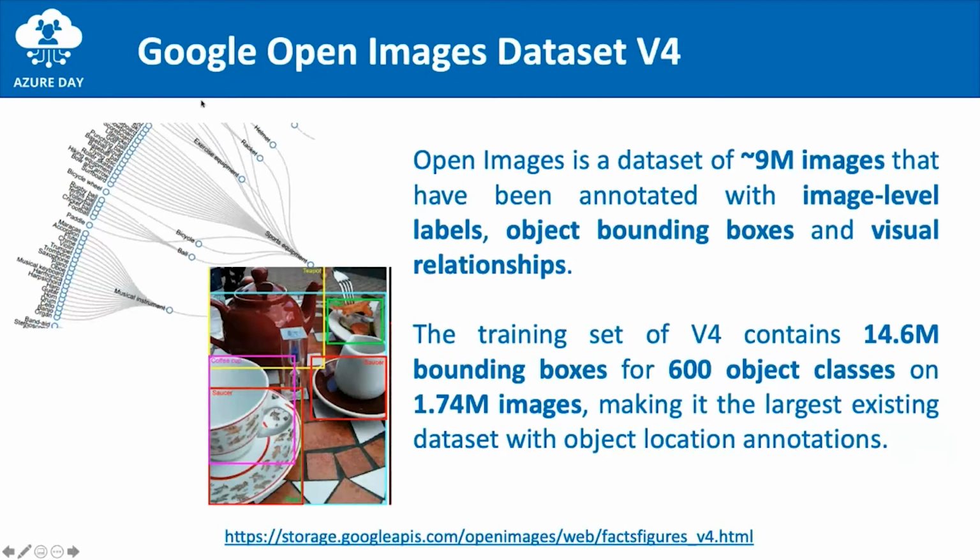For this case, I am going to use the Google Open Images dataset, which is in version 4, but actually I think the current one is version 6, but okay, I am going to use this version 4. Open Images is a dataset which contains 9 million images which have been annotated. What does annotated mean? There is a tag, the position or the object bounding boxes, and also some visual relationships, like this image is from sports equipment, but also a bicycle and also maybe a bicycle wheel and so on. This dataset contains a training set of 14 million bounding boxes for 600 different object classes and more than 1 million images. It is the largest existing dataset.